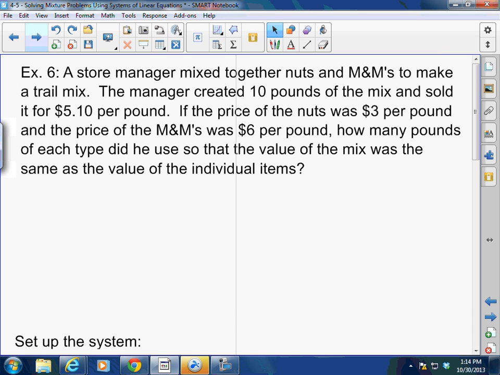A store manager mixed together nuts and M&Ms to make a trail mix. The manager created 10 pounds of the mix and sold it for $5.10 per pound. If the price of the nuts was $3 per pound and the price of the M&Ms was $6 per pound, how many pounds of each type did he use so that the value of the mix was the same as the value of the individual items?